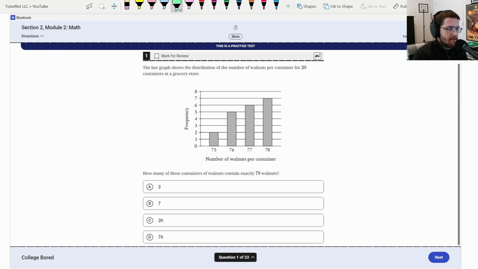Okay, this is the beginning of module 2A. Let's get started with question 1. So it wants us to find how many containers have 78 walnuts. So I'm going to look at this bar chart and I'm going to look at the 78 walnuts bar. And it looks like that is 7 containers, which is answer choice B.